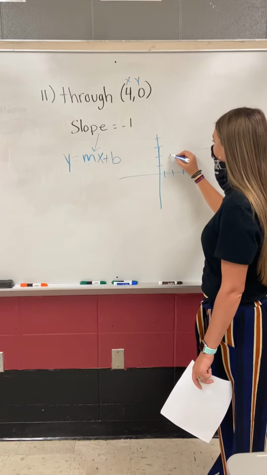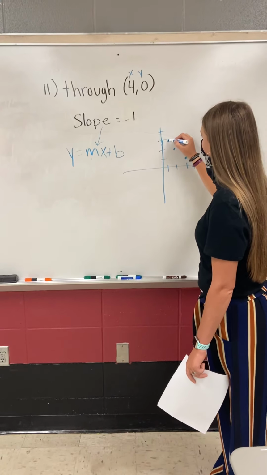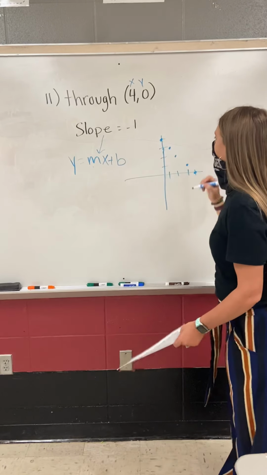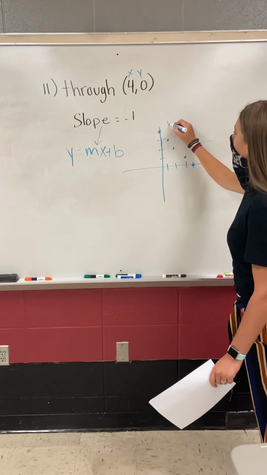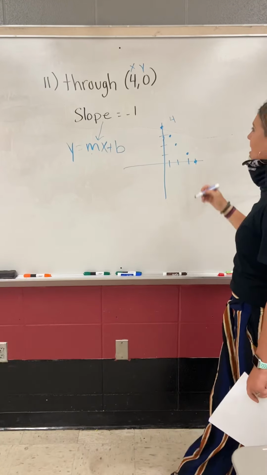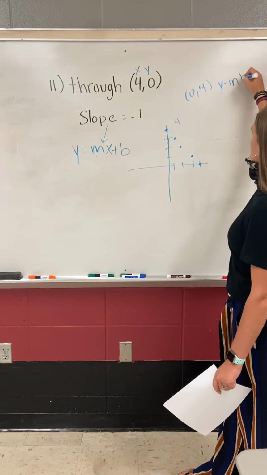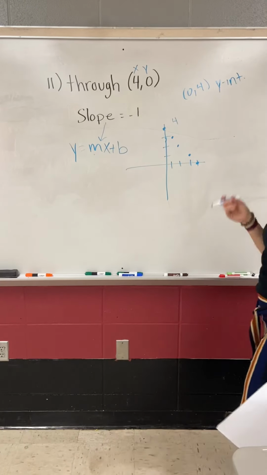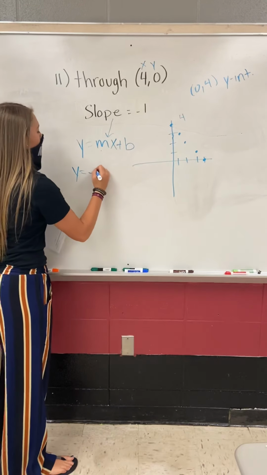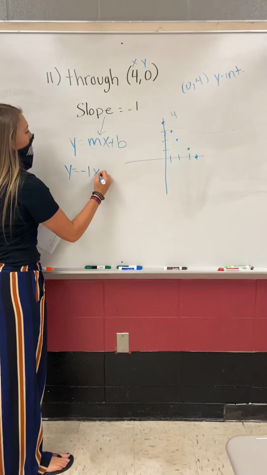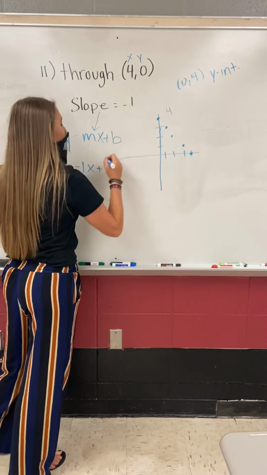So I'm going to go up 1, over 1. Up 1, over 1. So it crosses the y-axis at 1, 2, 3, 4. So at 4, it crosses the y-axis. So that would be point (0, 4). So that is my y-intercept. So now I can plug in what I know. Y equals, my slope is -1, x plus b. B is my y-intercept, which is 4.